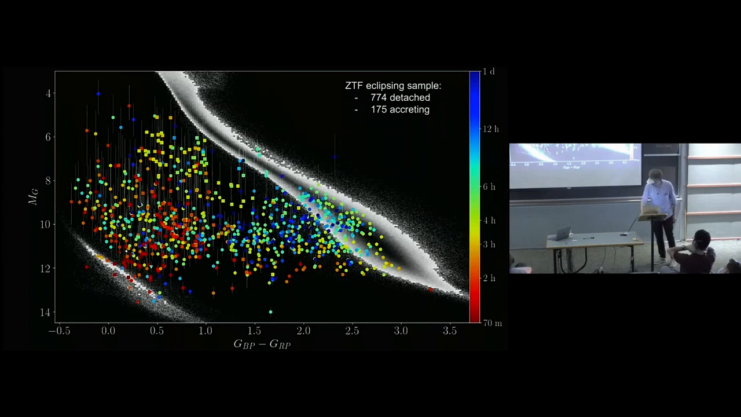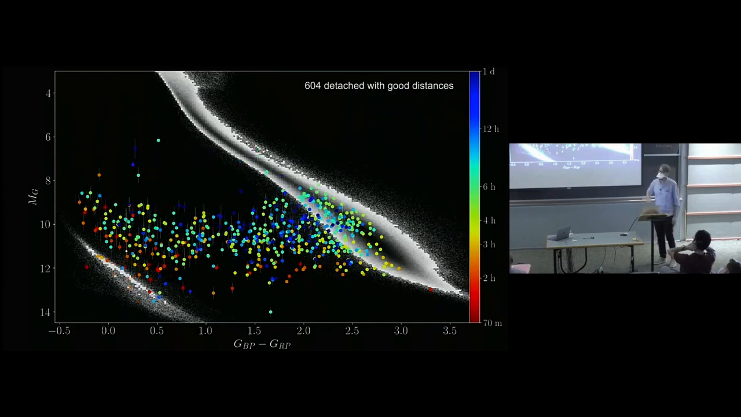Let me just clean this up a little bit and remove some of the accreting systems. They're also very interesting, but dealing with the non-accreting sample alone is already a lot of work. So these are about 600 detached white dwarf main sequence, either M dwarf or brown dwarf, eclipsing binaries from ZTF with a good Gaia distance. There's about 200 more which don't have a good Gaia distance, so I removed them from the figure.